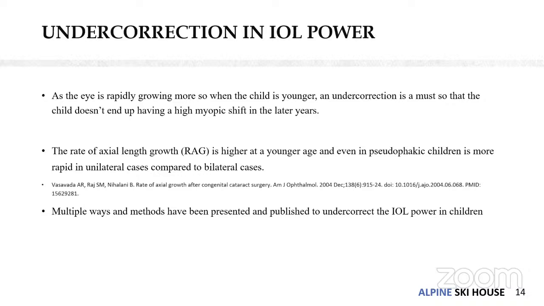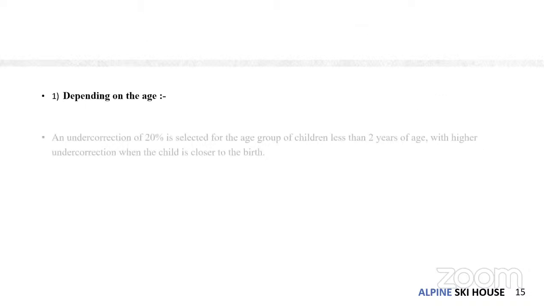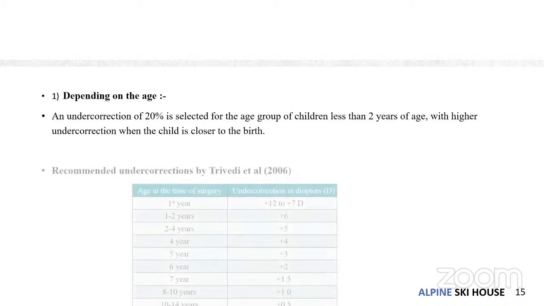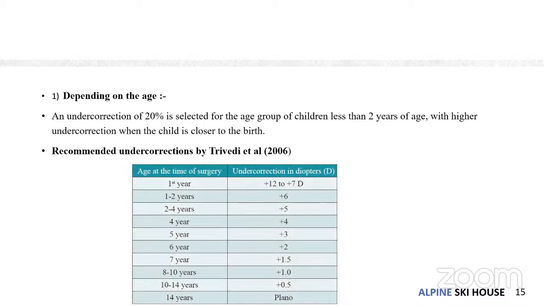Multiple ways and methods have been presented and published to undercorrect the IOL power in children. It depends upon the age. An undercorrection of 20% is selected for the age group of children less than 2 years of age, with higher undercorrection when the child is closer to birth.